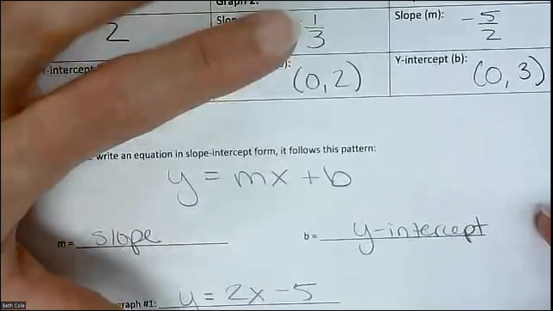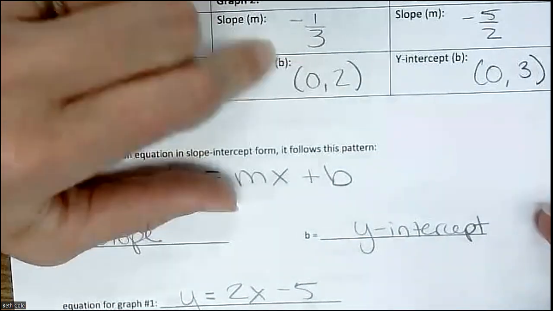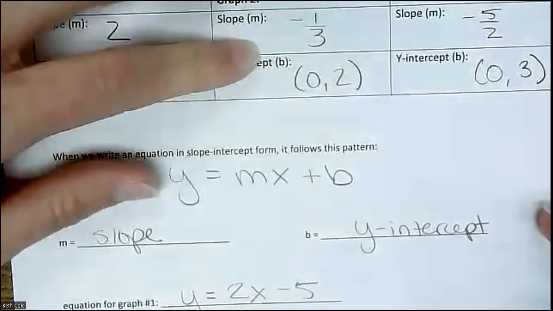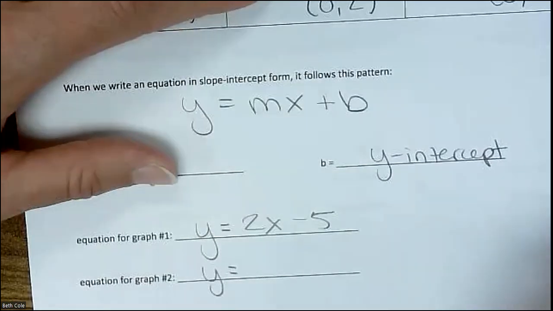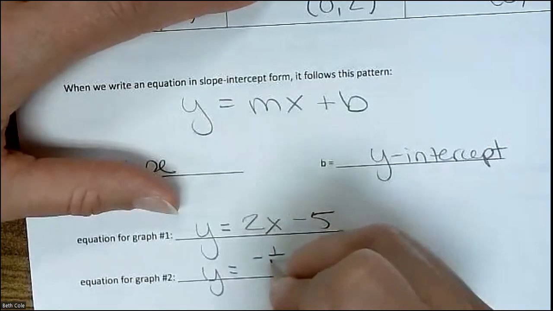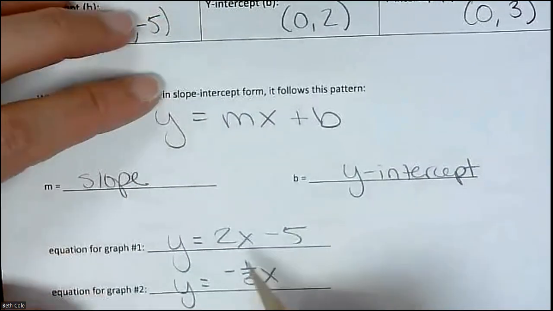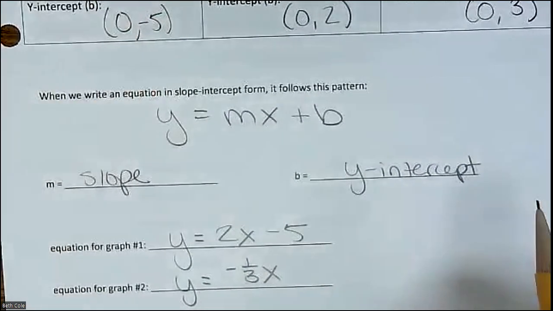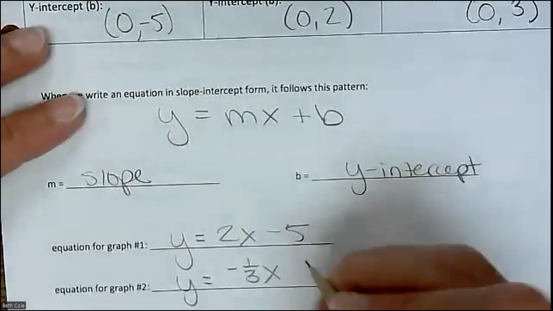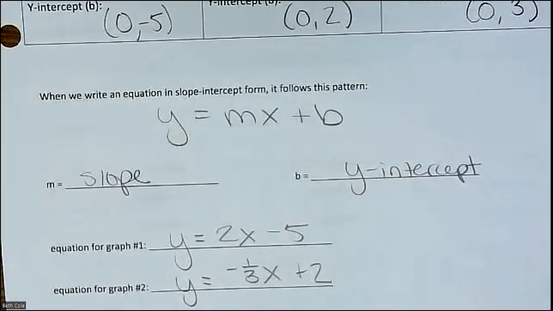So for number 2, again, look at where I'm pointing. This is your slope and your y-intercept. So it's going to be y equals -1/3 x. -1/3 was our slope. So -1/3 x. And then what was the y-intercept? So +2. That's literally it.